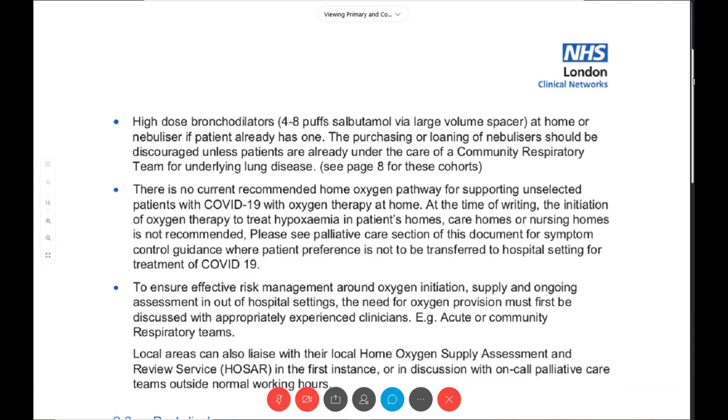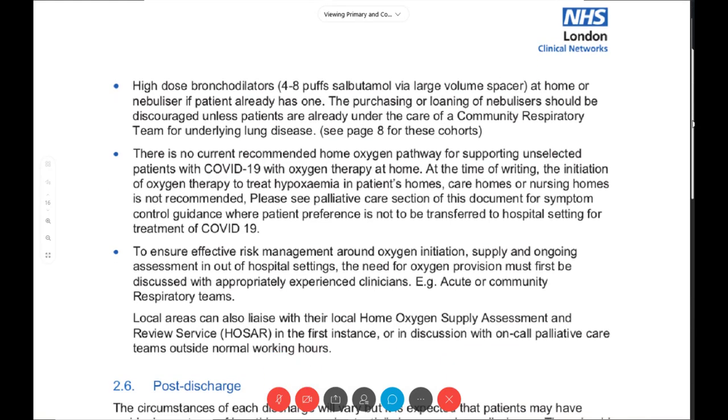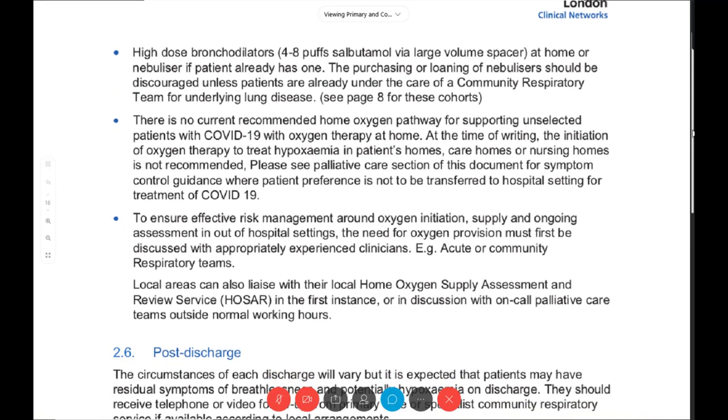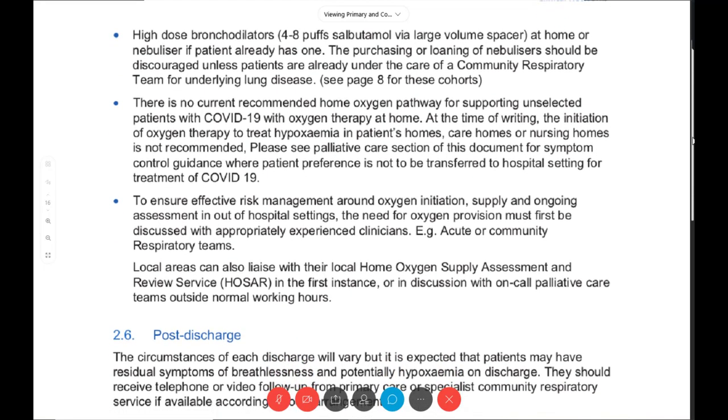Oxygen is another thorny issue that we will talk about a bit more in a minute, because there is a separate section on the prescribing of oxygen, and I know that it's a question that many of you have been wanting advice over. The next section is talking about discharge.